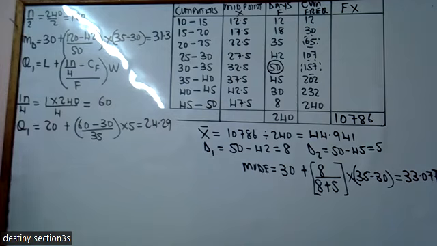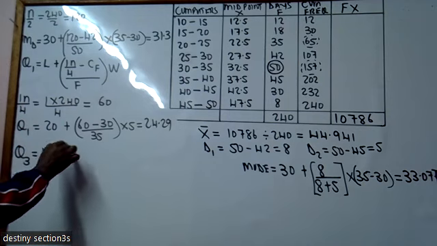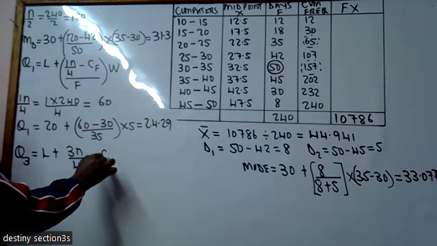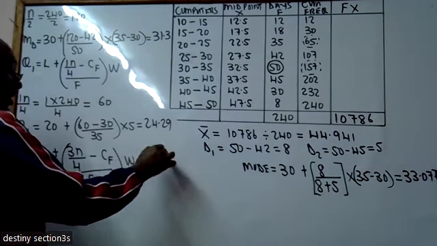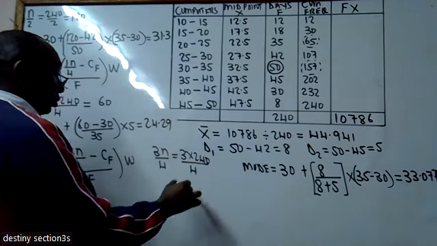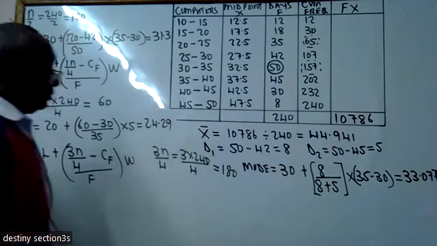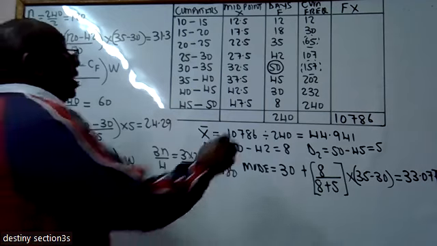Let us now get the Q3. The formula is L plus 3N out of 4 minus CF out of F, you multiply by W. So 3N out of 4 will be 3 times 240 out of 4, and that would be 180. Now that 180 will be found here.